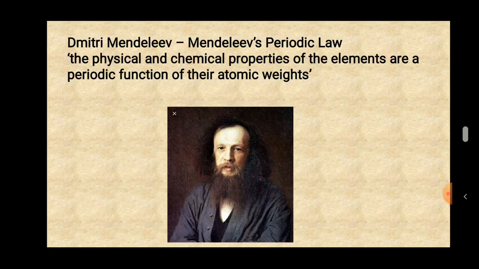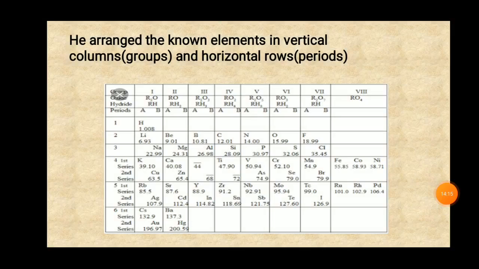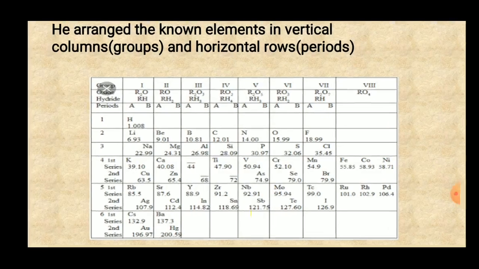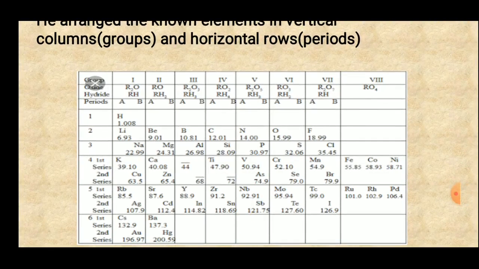So according to his point of view, Mendeleev's periodic law says the physical and chemical properties of elements are a periodic function of their atomic weights. Now how he arranged them, you can see the arrangement. He arranged the known elements in vertical columns. Vertical columns are called groups, and horizontal rows are called periods. Now you can see how he arranged Mendeleev's periodic table.